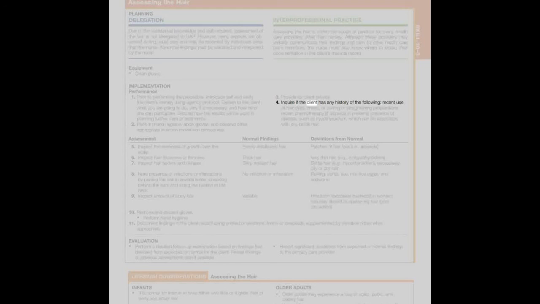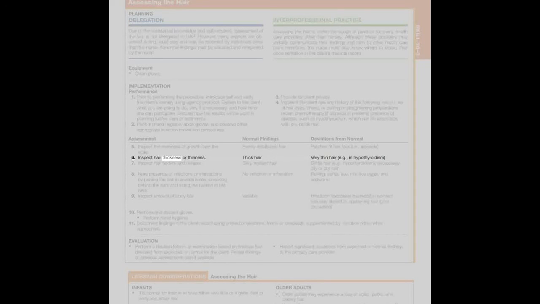4. Inquire if the client has any history of the following: recent use of hair dyes, rinses, or curling or straightening preparations, recent chemotherapy, if alopecia is present, presence of disease, such as hypothyroidism, which can be associated with dry, brittle hair. Assessment: normal findings, deviations from normal. 5. Inspect the evenness of growth over the scalp. Evenly distributed hair; patches of hair loss, i.e., alopecia.